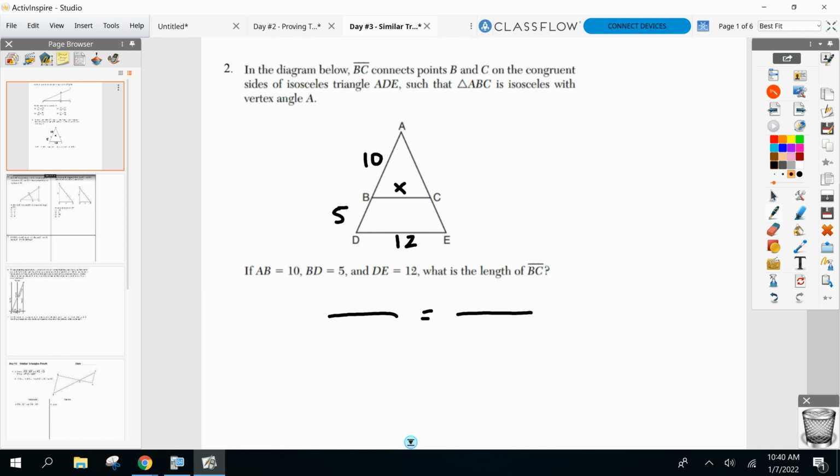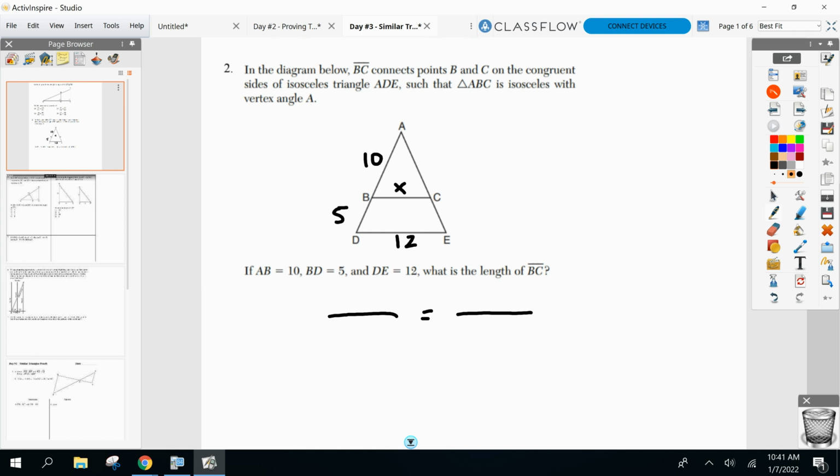Here's why I wanted to do this one with you. When you write a proportion, you can only use full sides in a triangle. Full sides only in your proportion. So everyone see where 5 is on BD? You should not be putting 5 in this proportion. Why not? It's not a full side. I only require full sides in a proportion.